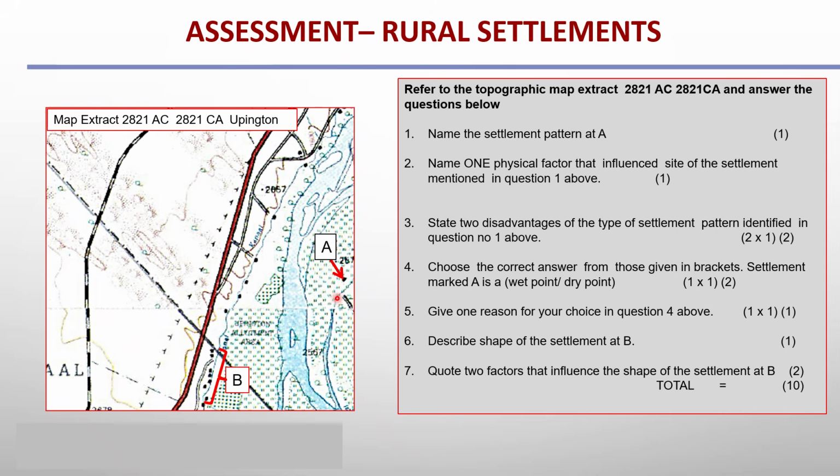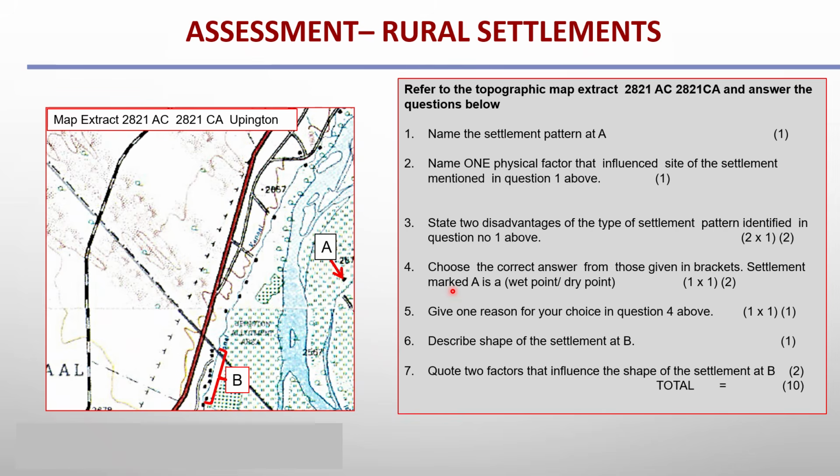Number 3, state 2 disadvantages of this settlement pattern. 2 disadvantages of being isolated. Remember, there's no social life. You can't interact with your neighbors. You can't share farming ideas and tips with anyone because they are far away. You can be targeted by criminals. There's more farm killings when you are isolated. There's a lot of them.